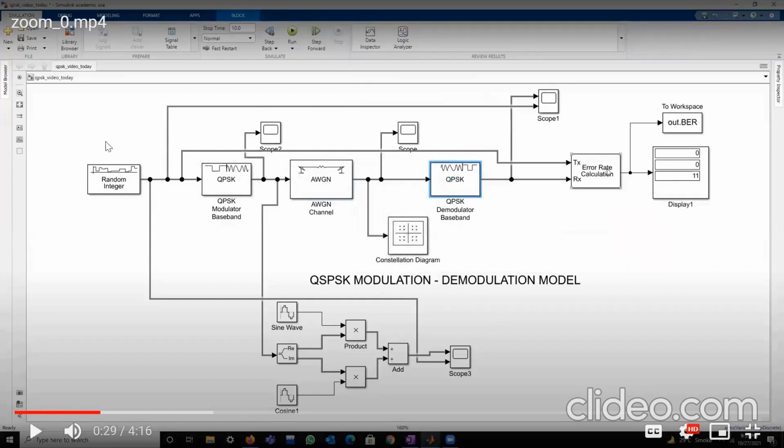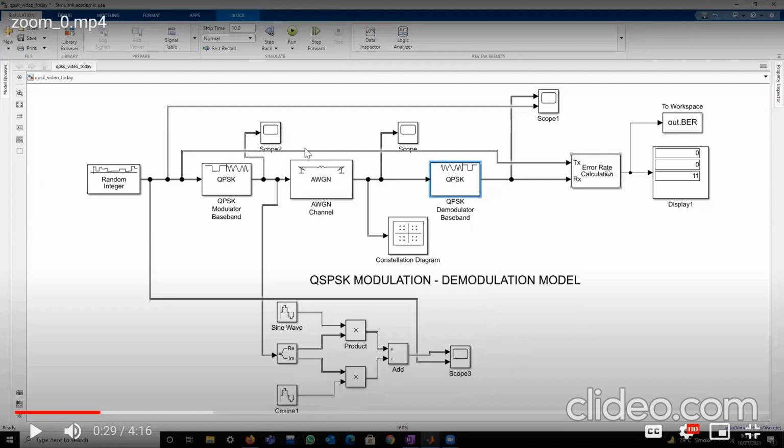So let's see how the blocks work. First the input we have taken as an integer, then it goes to a modulator. So the signal gets modulated. As we know in QPSK, the signal is in a complex form, so we need to simplify it. So we split the signal into real and imaginary parts. The real goes with a sine wave and imaginary goes with a cosine wave. So it gets multiplied, the real with sine and the imaginary with cosine, and we add it, and the simplified representation will be seen in this scope screen.